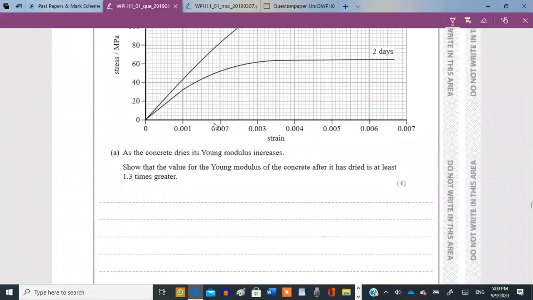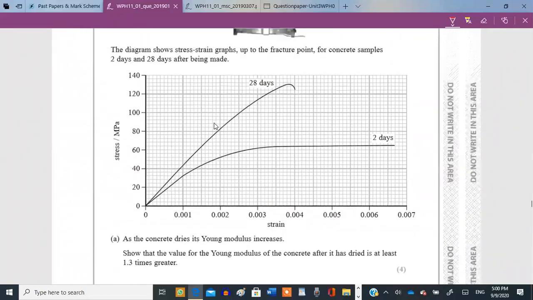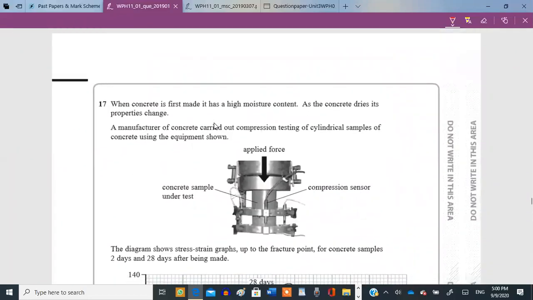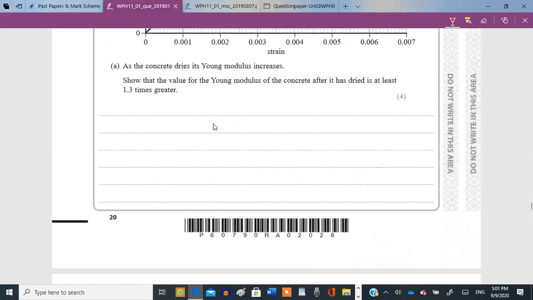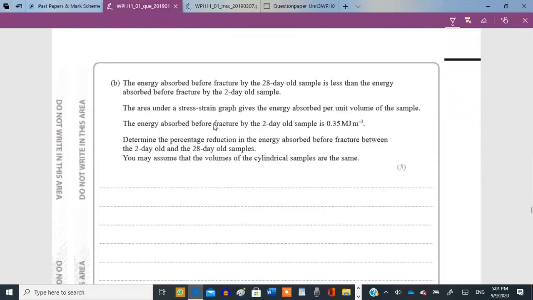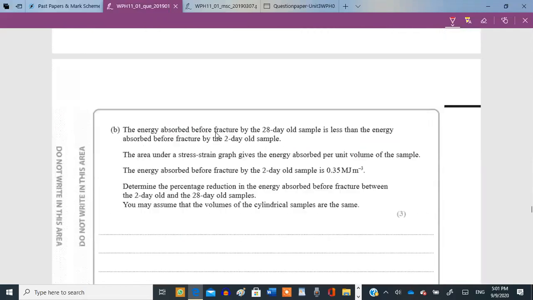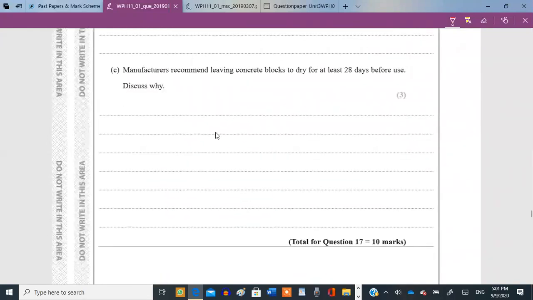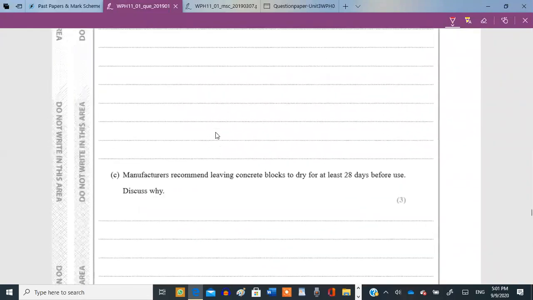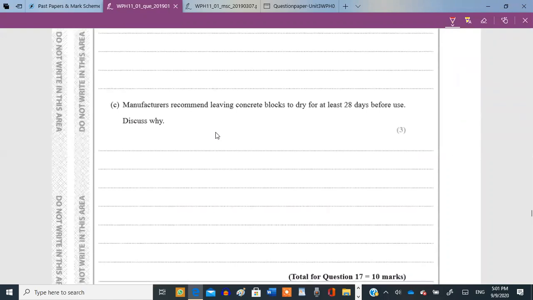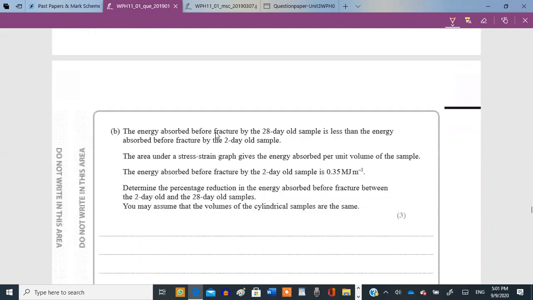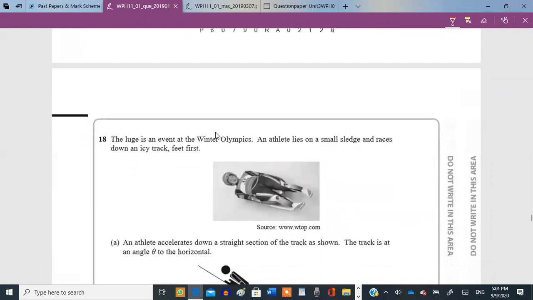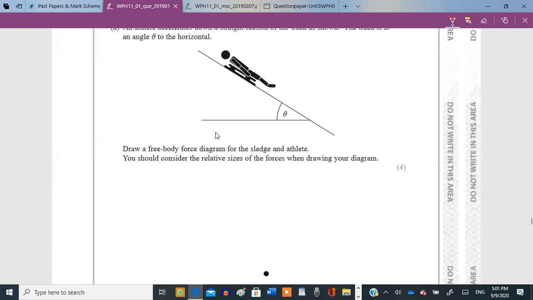17. Stress strain graph. Okay, this is again deformation. This should be easy. I would suggest you try this question on your own, because it looks like a pretty good question. The manufacturer leaves blocks to dry for at least 28 days before use. Discuss why.